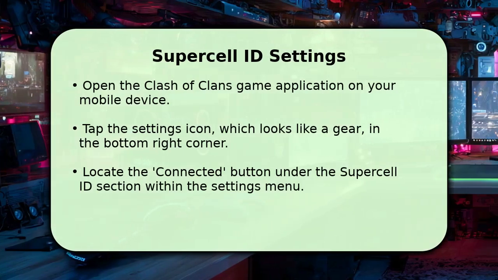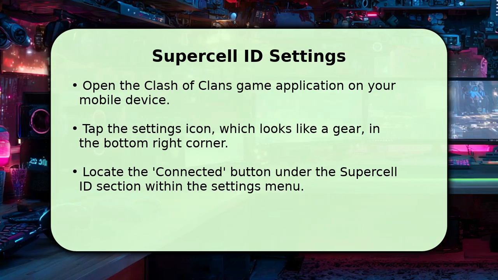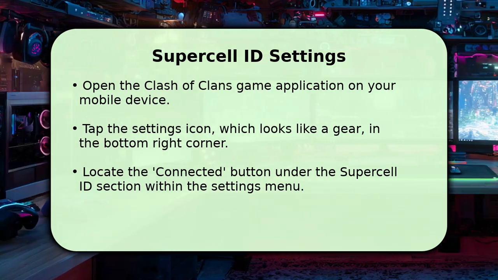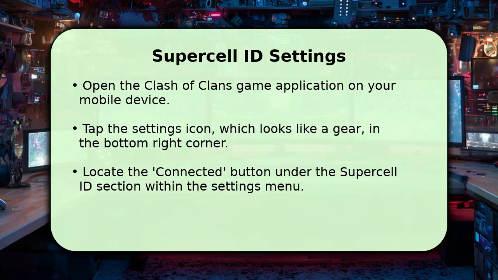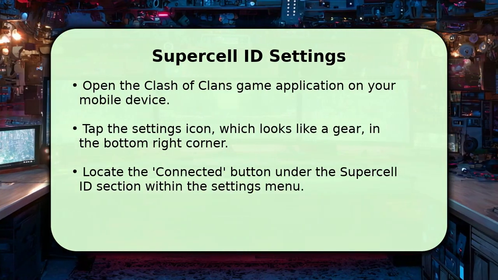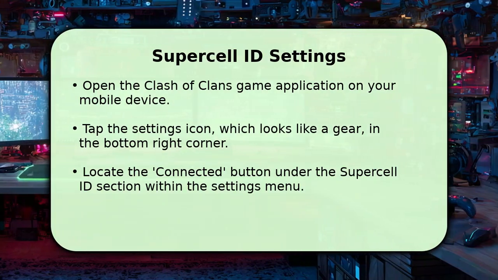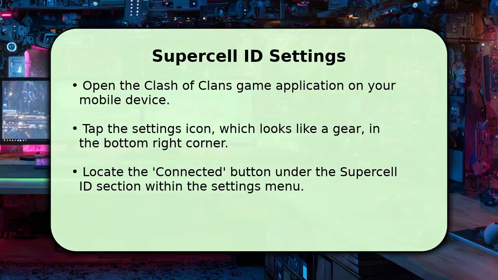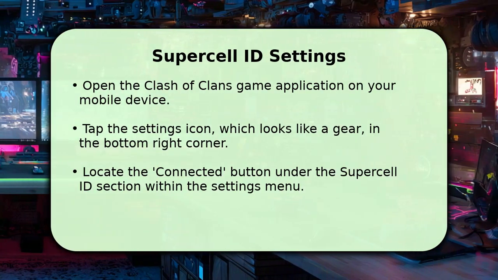To begin, open your Clash of Clans game application on your mobile device. Once the game loads, locate the settings icon, which typically resembles a gear, in the bottom right corner of your screen. Tap this icon to open the game settings menu. From there, find the connected button situated under the Supercell ID section. This is your first step towards securing your account.